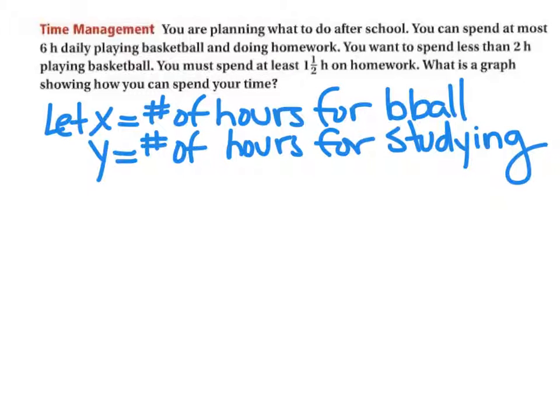So I'm going to start with the first equation. It says you can spend at most 6 hours doing both. And so the hours for basketball plus the hours for studying is at most 6, which means it can be less than or equal to, it just cannot be more than. And then the next one is you want to spend less than 2 hours playing basketball. So the number of hours playing basketball, x, is less than 2.